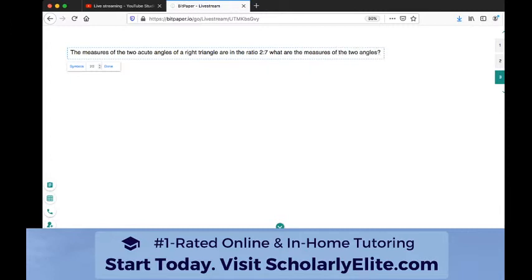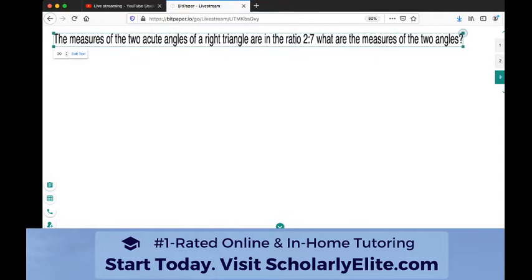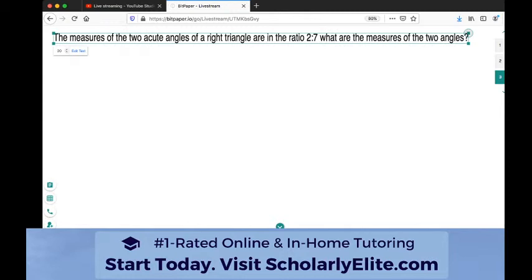So this is a very common type of question that you would get on the test for this unit. So let's go ahead and read that together. I hope you guys can see it. I'm just going to try to make it a little bit larger. The measures of two acute angles of a right triangle are in the ratio of 2 to 7. What are the measures of the two angles?